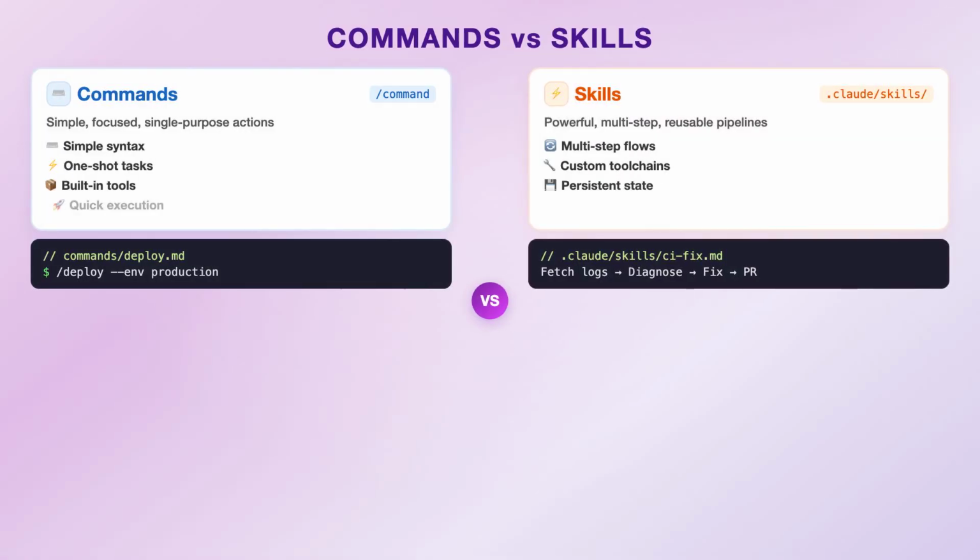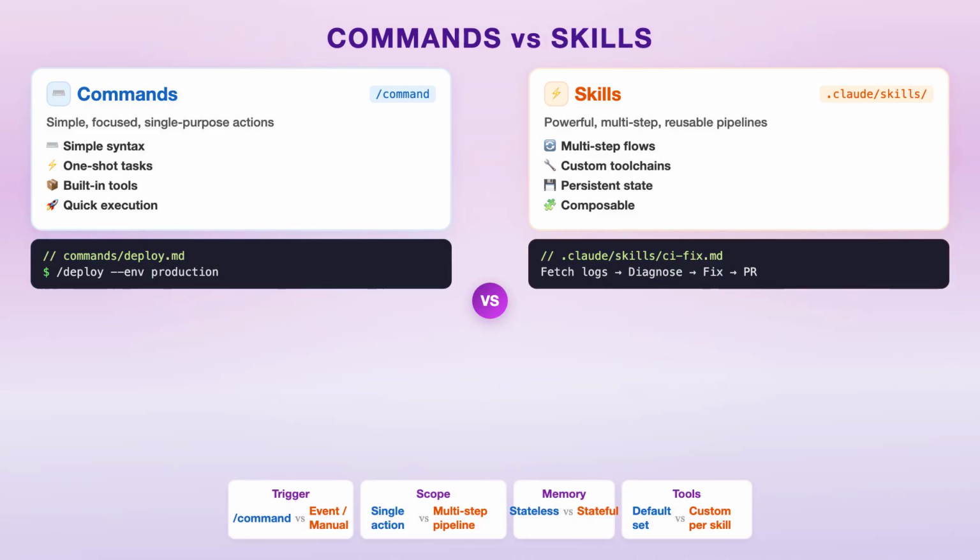Commands and skills look similar, but serve different purposes. Commands are simple prompt templates. You invoke them with a slash, and they inject knowledge into your current context. Skills are more powerful. They live in their own directories with a skill.md file, can include supporting files, fork into isolated contexts, and get progressively discovered by Claude. Use commands for quick one-liners like deploy or status check. Use skills for complex multi-step workflows like code review or project planning.